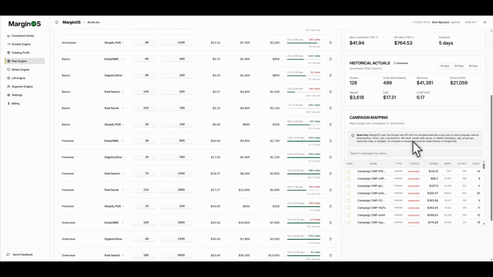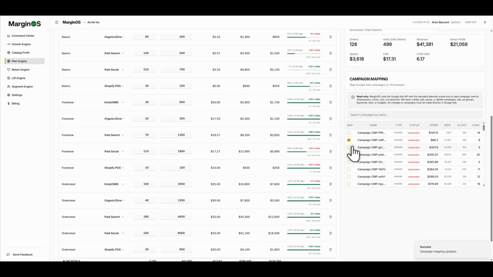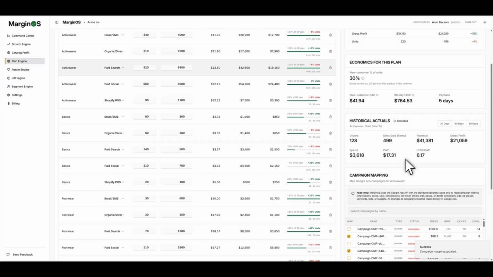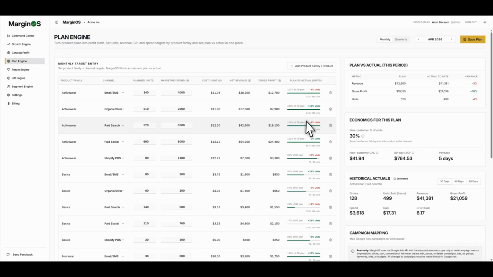You can map specific campaigns, like a Google paid search hero SKU campaign, to individual plan lines. So when you're in Command Center or Growth Engine making spend decisions, you can immediately see whether those moves support or break the plan you already committed to.